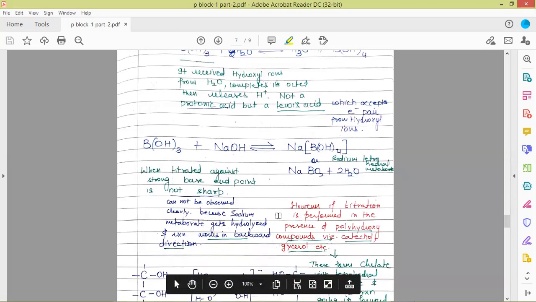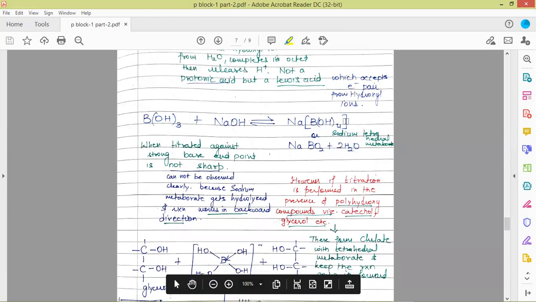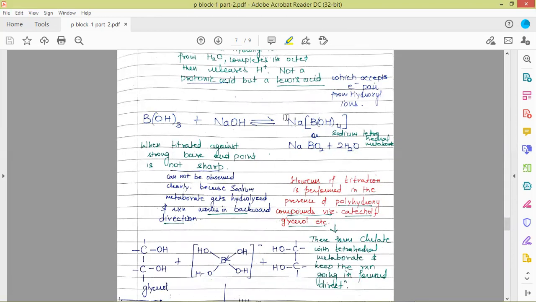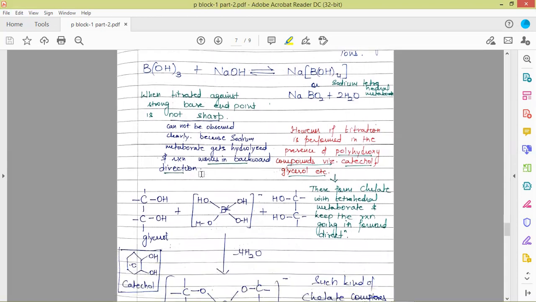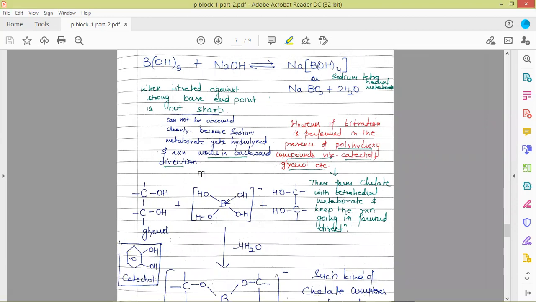So to stop that backward reaction, we will consume the product which has been formed in another reaction. During the titration, we add some glycerol, or we can say catechol. These are polyhydroxy compounds which form complexes with sodium tetrahydroxyborate, and which will not allow it to further hydrolyze to give back the reactants.